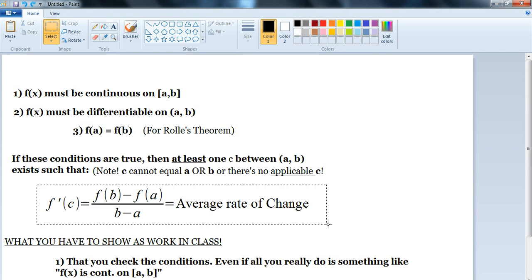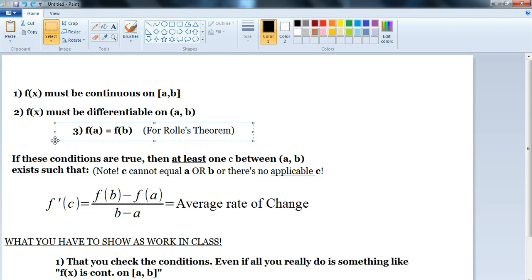The only result that you have to remember is that f prime of c is equal to the average rate of change, because if you look at the special case for Rolle's theorem, you can derive the result for Rolle's theorem by realizing that if f of a is equal to f of b, then the numerator here is equal to 0, and therefore f prime of c is equal to 0. So really, all you have to remember is the mean value theorem's conditions and Rolle's theorem's conditions, but you only have to remember one result.